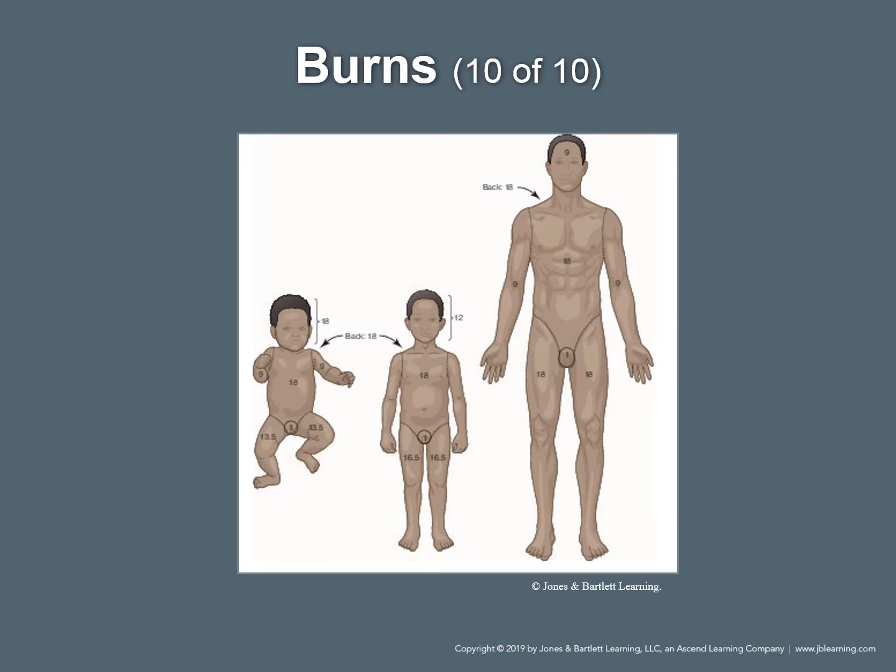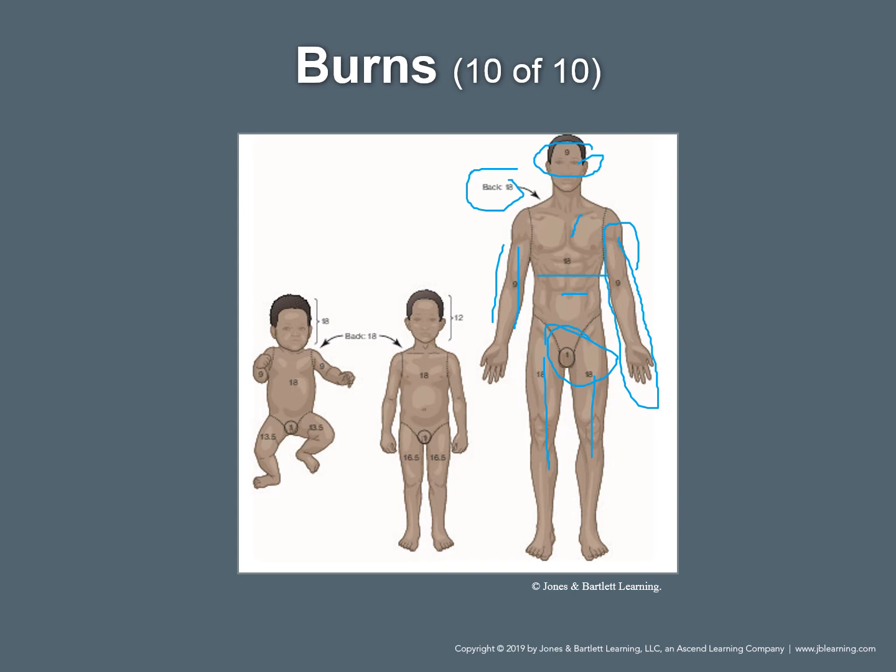So here's a picture. Back is worth 18, head is worth 9, the chest is worth 9, abdomen is worth 9 for 18. The whole arm, front and back, is worth 9. So the front of the arm would be 4.5, the back of the arm would be 4.5. Each leg is worth 18. Front of the leg is 9, back of the leg is 9. Genital area is 1%.